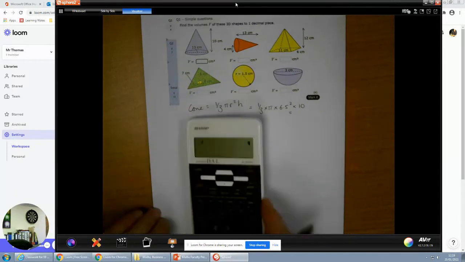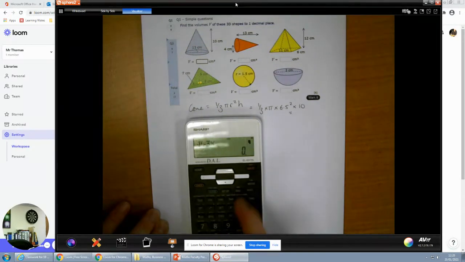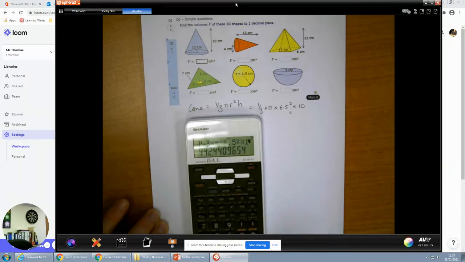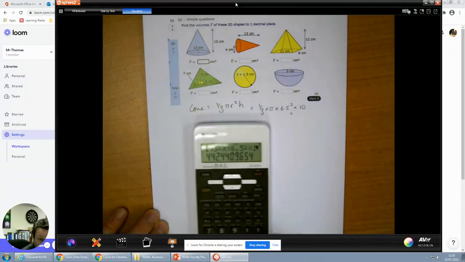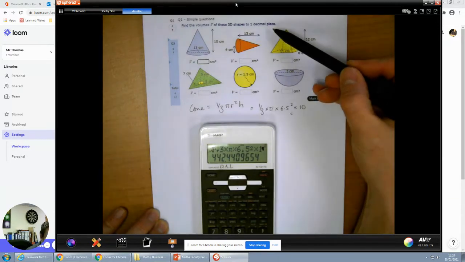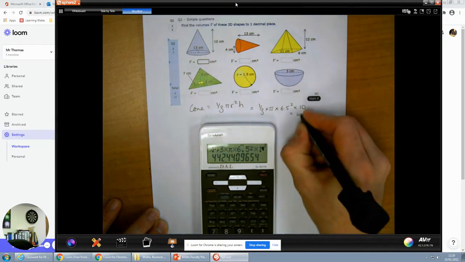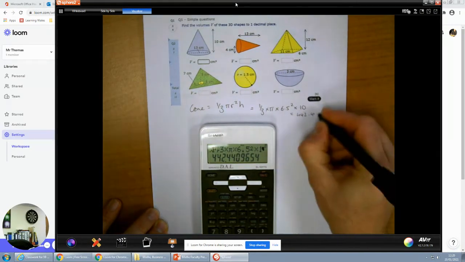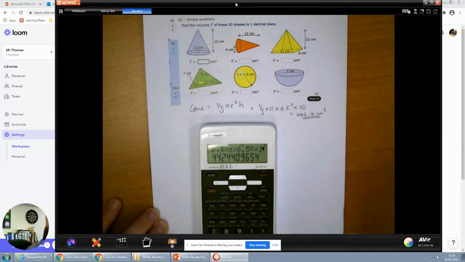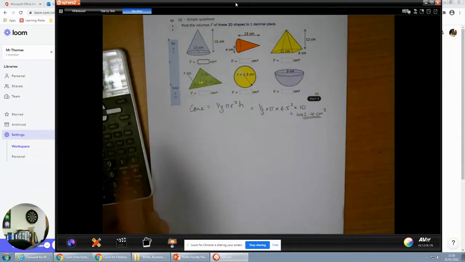And then you chuck all that in the calculator. Now I will actually chuck it in the calculator for this one. So I've got 1/3 times pi times 6.5 squared times 10. And your calculator will say that. And if you look at the top of the screen, it says it wants it to 1 decimal place. So make sure you round it correctly. So in this case, that's 442.4. It does the units for us, centimeters cubed. Nice easy one to start.